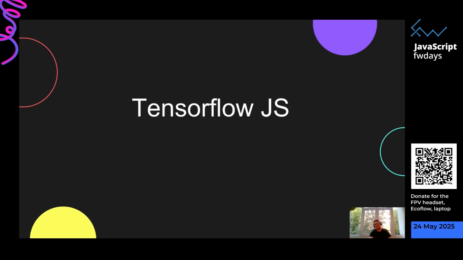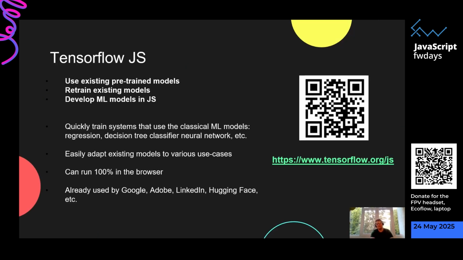Let's go ahead, TensorFlow.js, that's why we came here. Well, you can scan the QR code or just go to the URL or just search on any search engine that you're using, Google or whatever, search TensorFlow.js and you'll find it. So what can TensorFlow.js do? It can use existing pre-trained models. It can retrain existing models. It can also develop a new model from scratch in JavaScript. This is what we'll be doing. We'll be developing a new machine learning model in JavaScript.